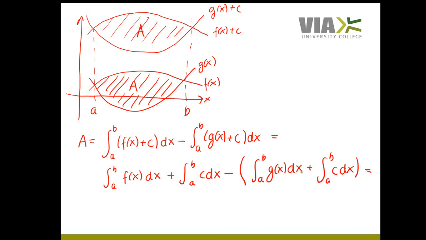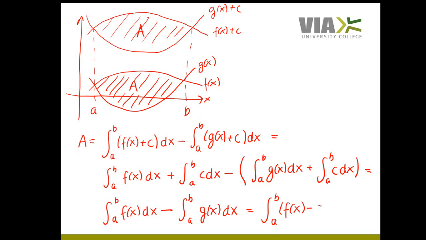So we see that when we expand this bracket here, we have on the left the definite integral from a to b of f(x) dx, plus the definite integral of c dx, minus the definite integral of c dx, and that one is eliminated. And then we have left the definite integral from a to b of g(x) dx. So that will altogether give me that the area of the region is equal to the definite integral from a to b of f(x) minus g(x) dx.